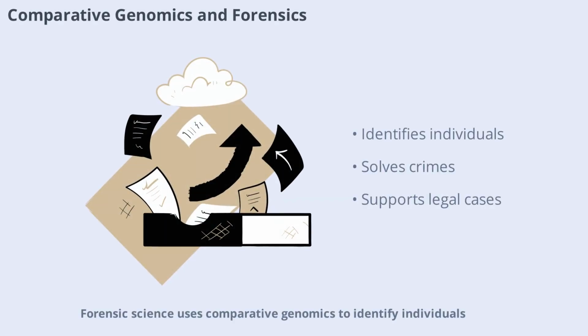Forensic science uses comparative genomics to identify individuals, determine relationships, and solve crimes. By analyzing genetic markers, forensic experts can match DNA samples to suspects, exonerate the innocent, and provide evidence in legal cases. Comparative genomics enhances the accuracy and reliability of forensic investigations.